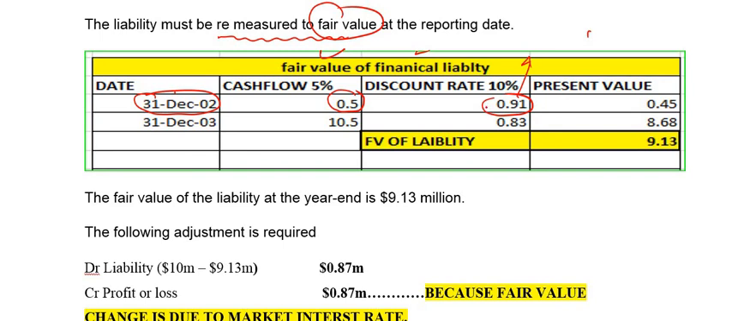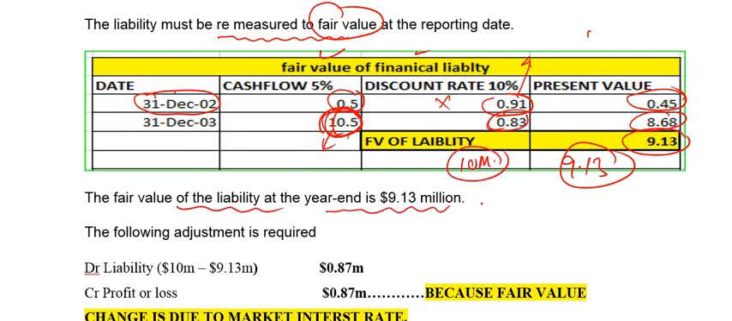Okay, after multiplying these things, then you will get this amount, and at the end you have cash flow of 10 nominal value plus this cash flow, and you will have this amount, and after multiplying with this, then you will have this. Okay, fair value of liability at the end will be 9.13, which was 10 million before. Now the fair value of liability at the 31st December at year end will be 9.5.